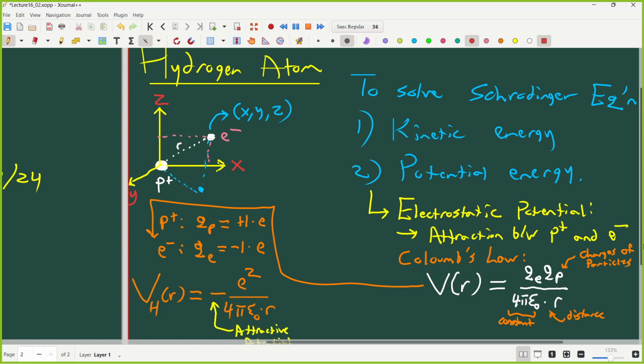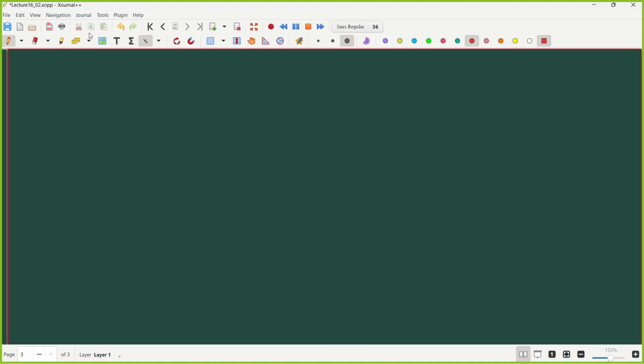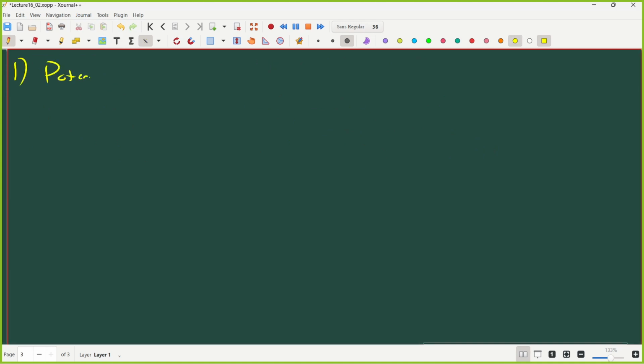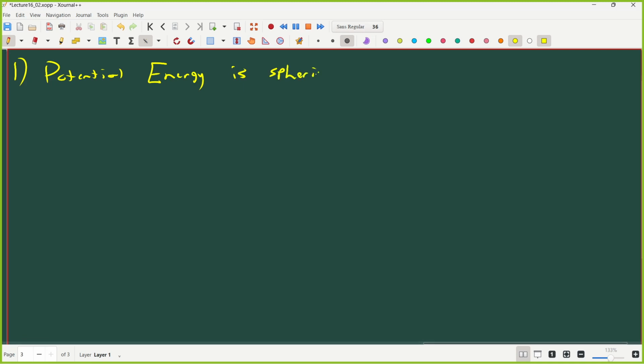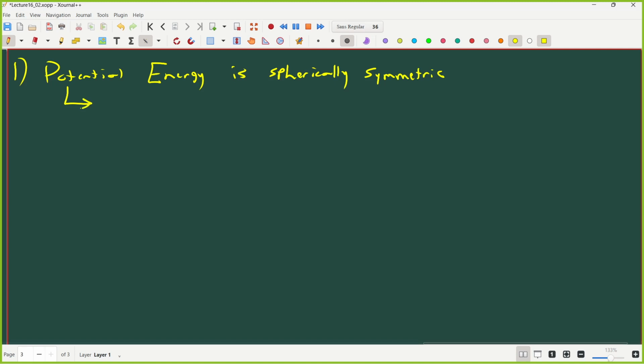Okay. So here are some interesting results. Let's start thinking about that a little bit more. So the potential energy is spherically symmetric. What does that mean? It means it doesn't matter which way you're pointing on the sphere, whether you're on the North America side of the sphere, the South America side, or the Australia side, it doesn't matter which part of the sphere you are. As long as the distance between you and the center, the proton, is conserved, the energy is the same. Right? And it's only dependent on R.